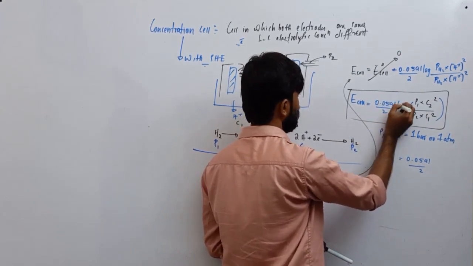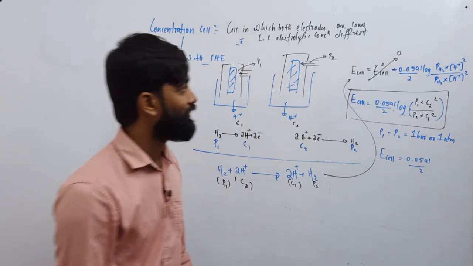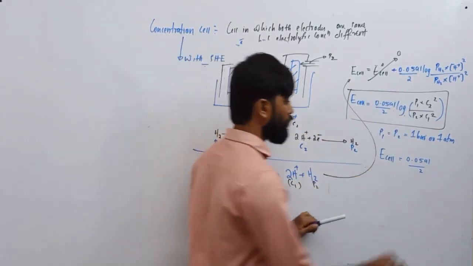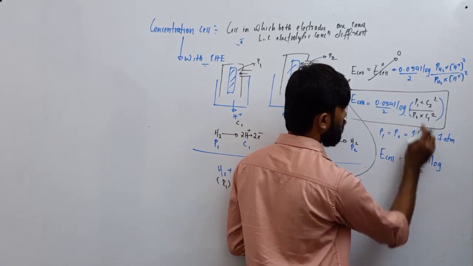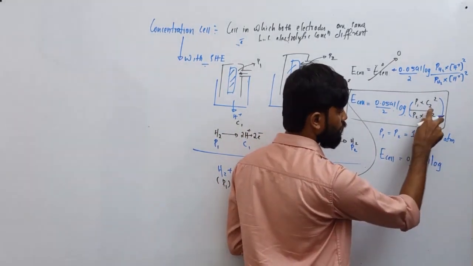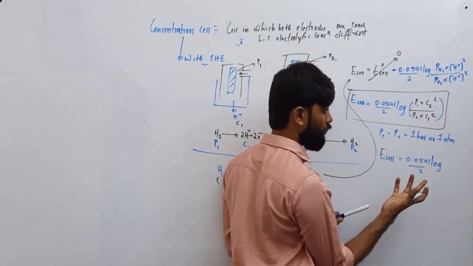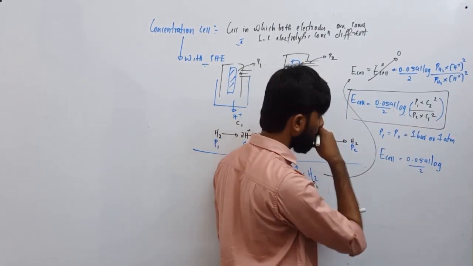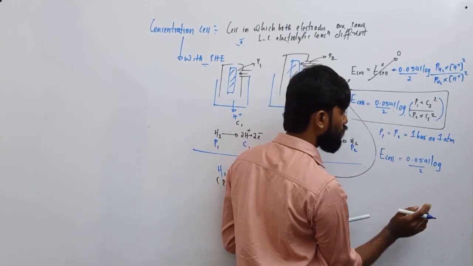0.0591 by 2 log, right? Yes, the log is here. 0.0591 into log P1 and P2 will be 1. Okay, or P1 equal to P2. If the case is P1 equal to P2, which is equal to 1, then the C1, C2 terms will be there, right?